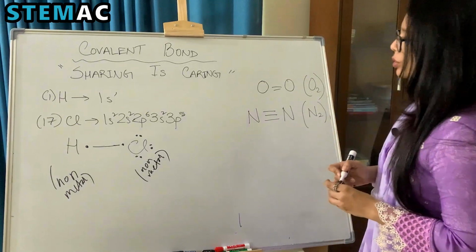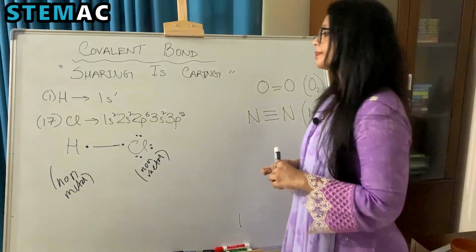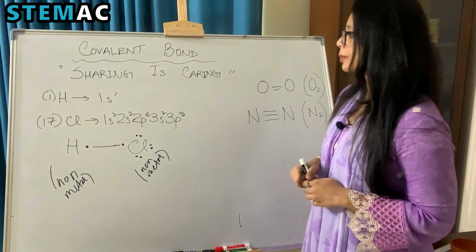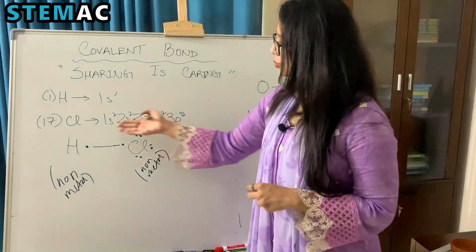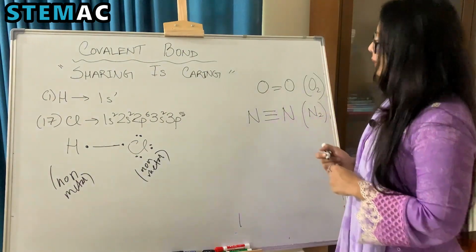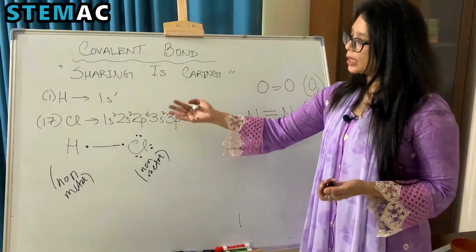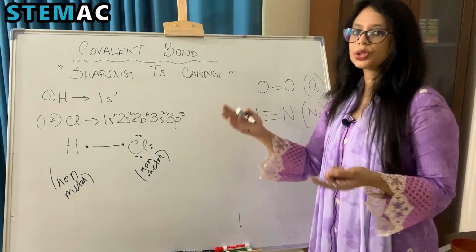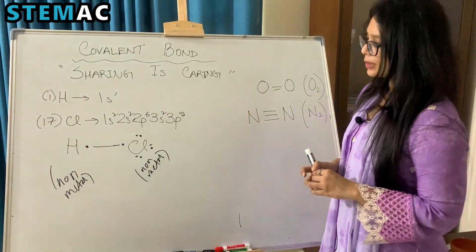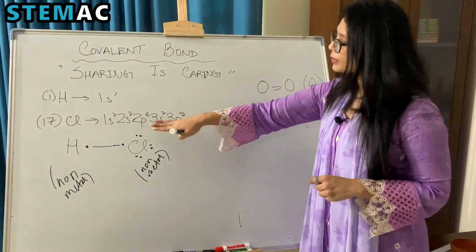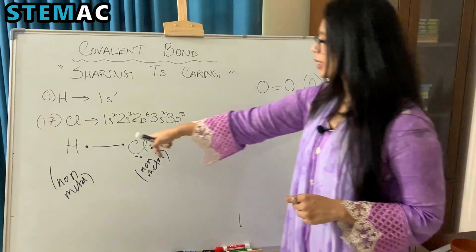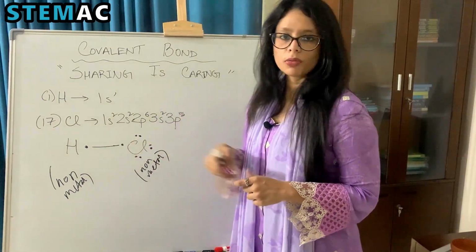Okay, so how do we represent a covalent bond? We usually use a bar or a line to show the covalent bond, but it's not always that there will be only one electron shared between the two participants. It can be 2 or more. When the elements share one electron, it forms a single covalent bond.